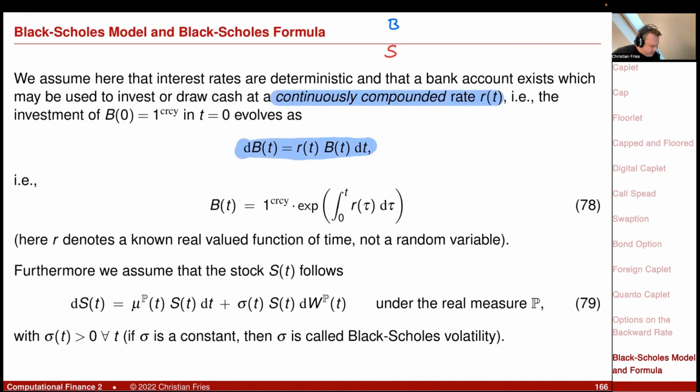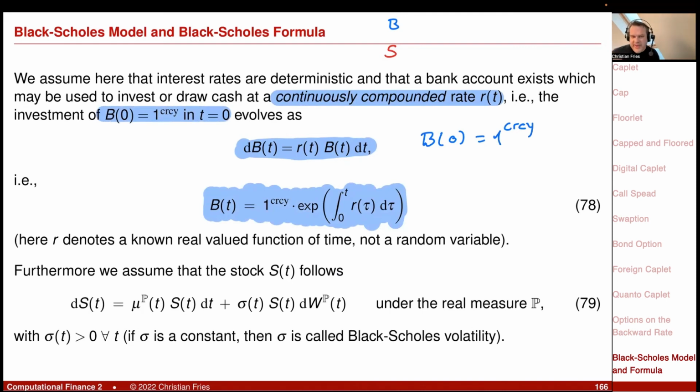You know the solution of this is B(t) = exp(integral from 0 to t of r(tau) d tau), given the initial condition B(0) = 1 currency unit. So I already know how B evolves.